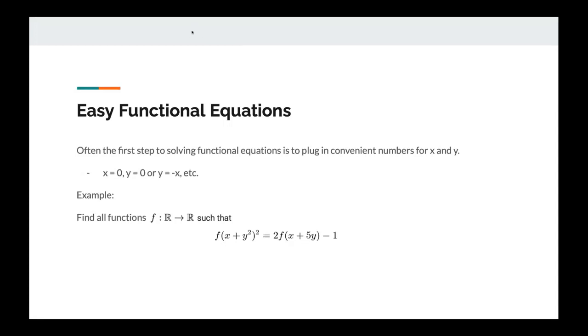So the first thing you do is you plug in 0 and 0, and you get that f of 0 squared equals 2 f of 0 minus 1. So you get f of 0 squared equals 2 f of 0 minus 1. And from this equation, you can easily see that f of 0 equals 1.